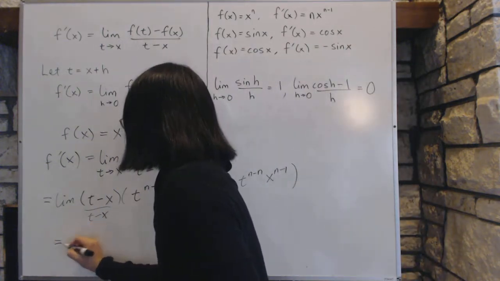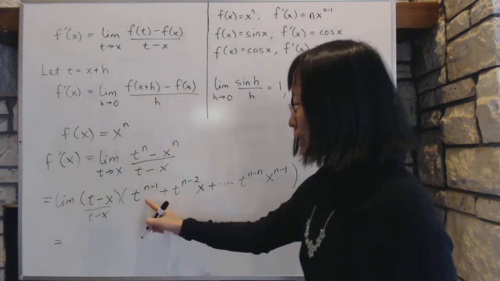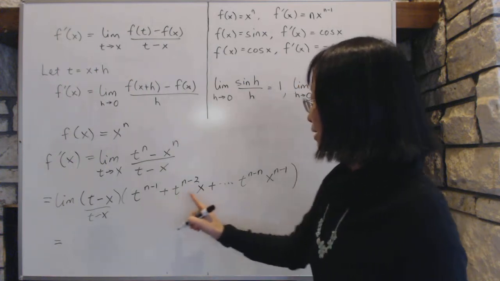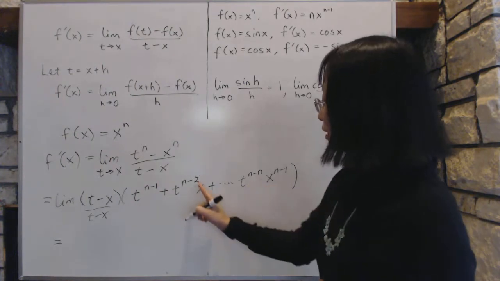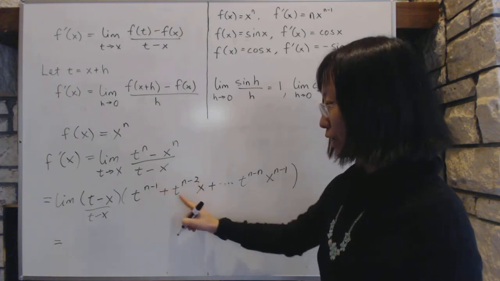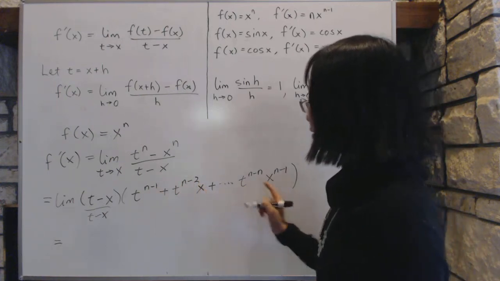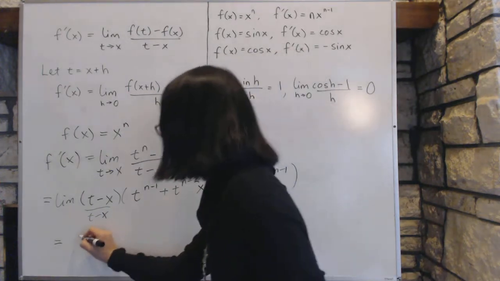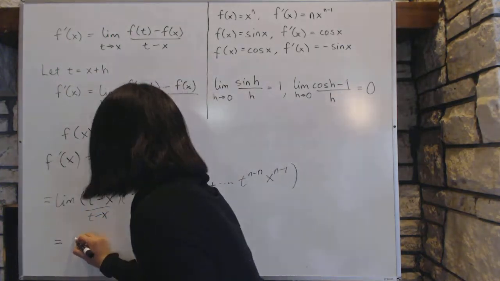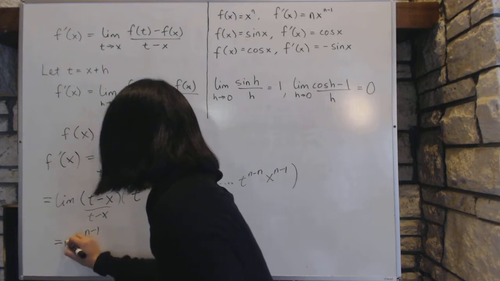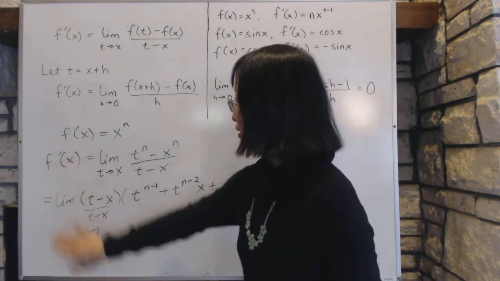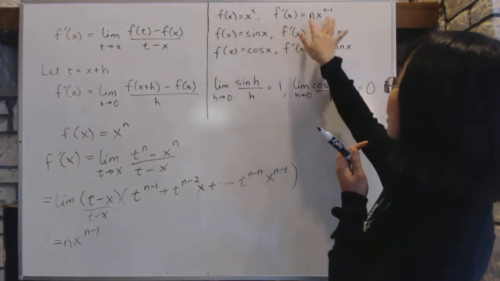So that will equal the limit as t approaches x. Now we let t become x in the limit. So then t becomes x, and there are n of these terms, and each one becomes x to the power n minus 1 as t becomes x. So we have a total of n of them, and the whole thing becomes n times x to the power n minus 1. So the answer, as t goes to x, is f prime equals n x to the n minus 1, which is what we're claiming right here.